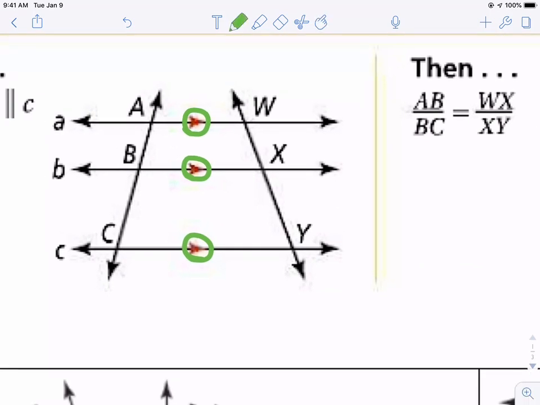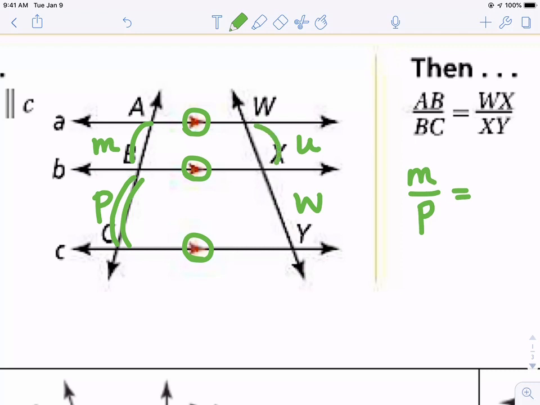Okay, so let's say, I'm just going to again throw letters on here just to make this easier to see what's happening. I'm going to make this M, I'm going to make that P, and I'm going to make this U, and I'm going to make that W. Now what I'm talking about is this segment is M, this segment is P, so M is to P as U is to W.